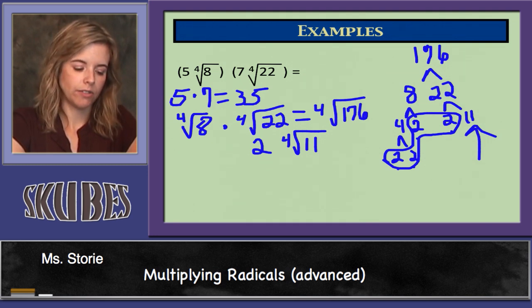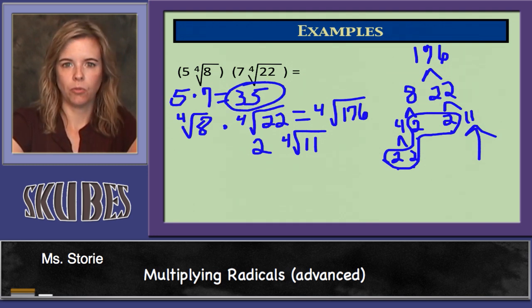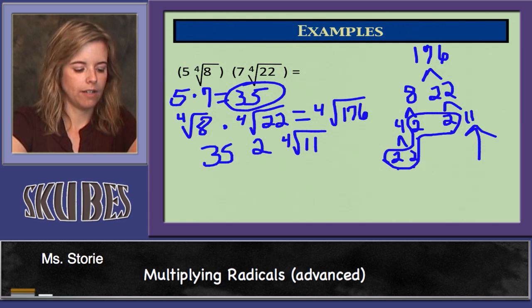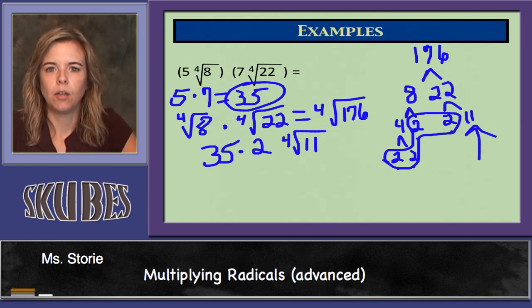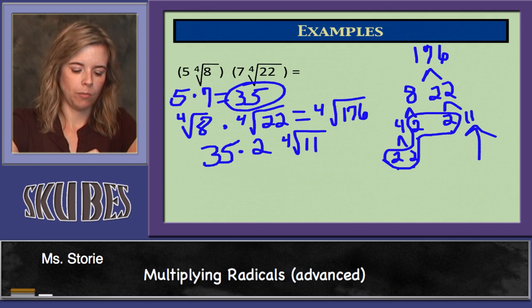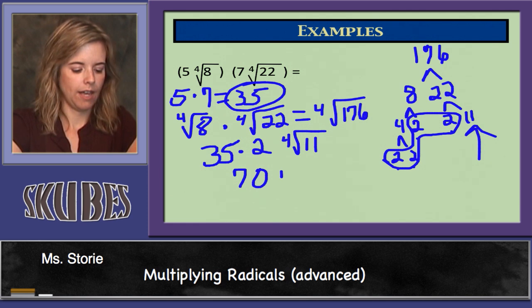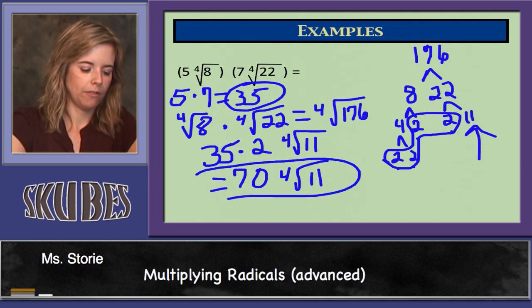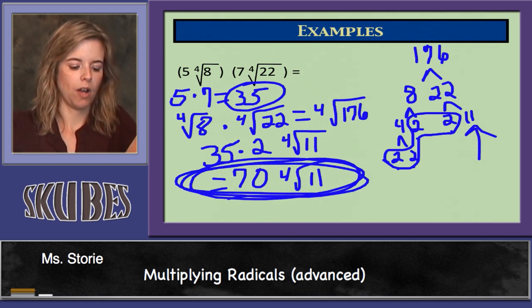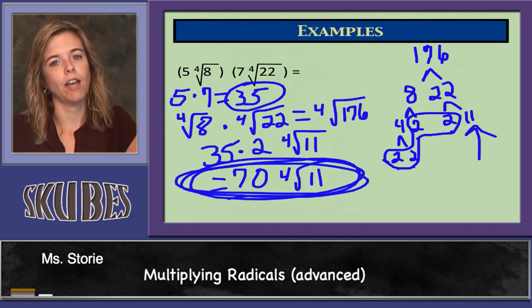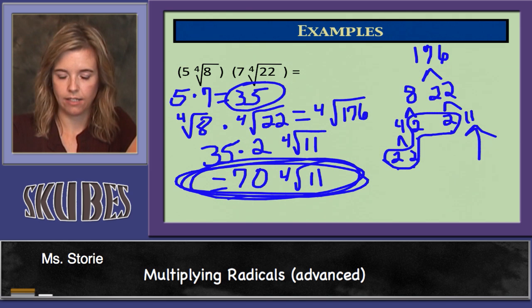Now that's all my radicals simplified, but remember we still have a whole number out here. He needs to go out front, and he needs to be multiplied by my simplified radical. So I'm looking at 35 times 2, and when I do 35 times 2, it's going to be 70. And I still have my fourth root of 11. This would be my final answer for my multiplication problem. Again, go back and double check your factor tree, go back and double check your index, and go back and check your multiplication.